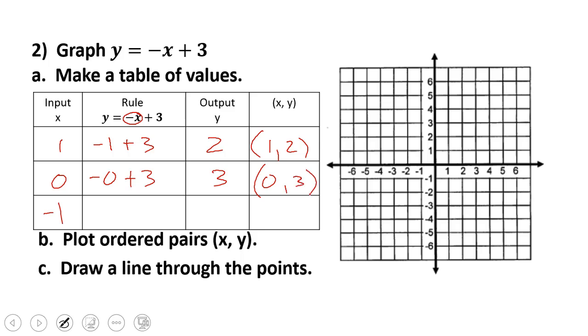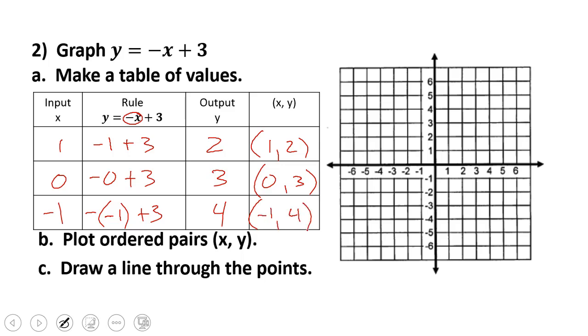Now we're going to put in a negative 1. So we really have to make sure we put that negative because x is negative. And then our x is negative 1, and then we're going to add 3. And so negative negative 1 is 1, plus 3 gives us 4. Our ordered pair now is negative 1, 4.